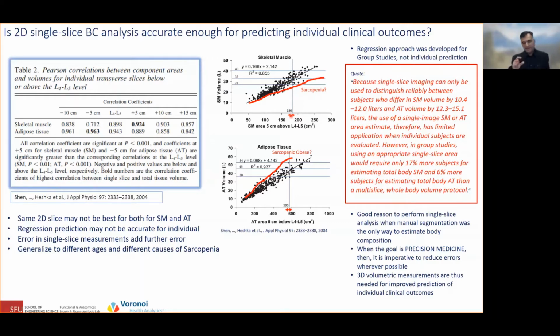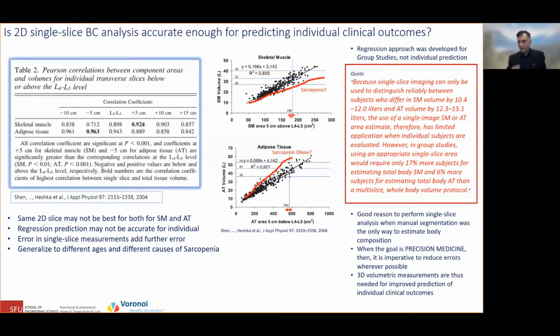By increasing the number of subjects in the study by a little bit, 20%, one could save a lot of manual labor going from whole body volume analysis to a single slice analysis. However, with all these errors that creep in for individual outcome prediction, and the goal is precision medicine, it is imperative that we try and reduce these errors as much as possible.